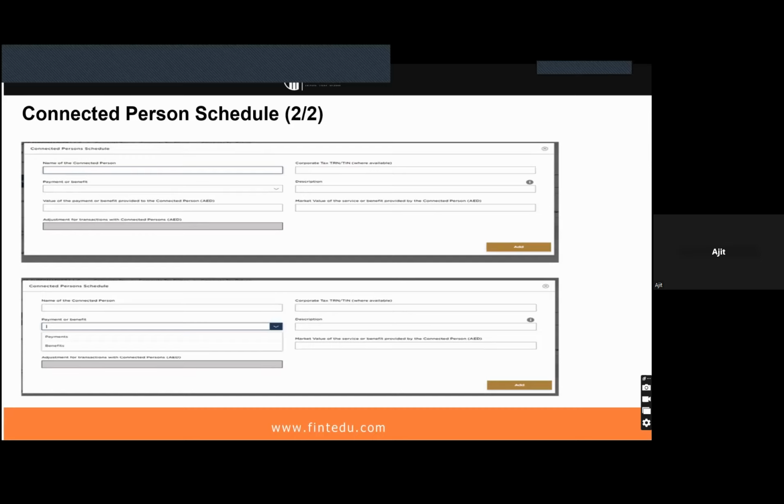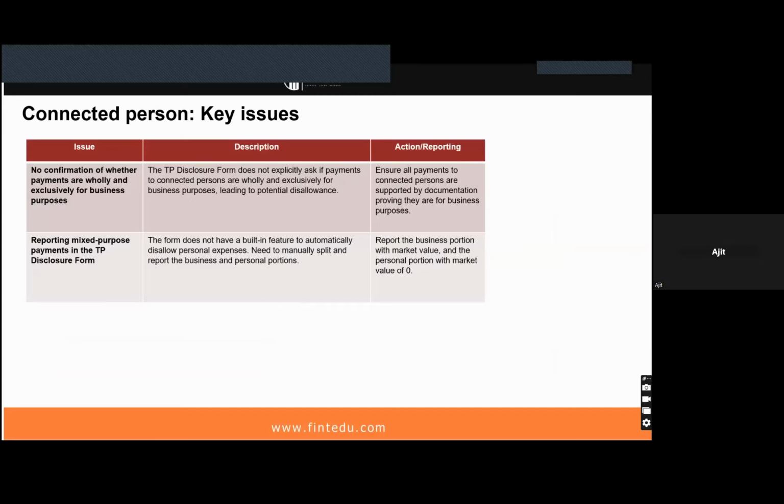Ideally, there should be confirmation on whether the payment to the connected person is wholly and exclusively for business. If not, there should be an adjustment. And whether it is arm's length or not? Arm's length means that if your book value and the arm's length value are the same, then there is no need for adjustment. So this specific point is not covered in the disclosure form. Hope we'll get the clarity.